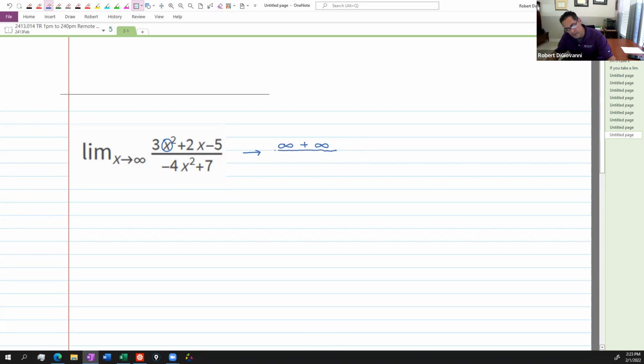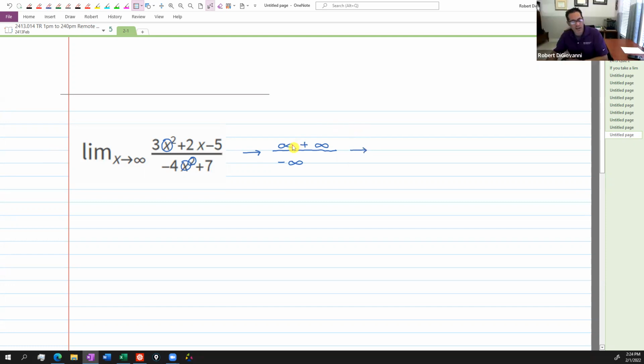All right, so David, let's keep going. What about the denominator? Be careful here. You're going to take infinity and you're going to square it, so you get infinity squared and then times negative 4. So is it going to be negative infinity? Negative infinity. Yeah, it's a huge negative number. And then you're adding 7. Do you think that has any real impact on it? No. Okay, so let's keep going.